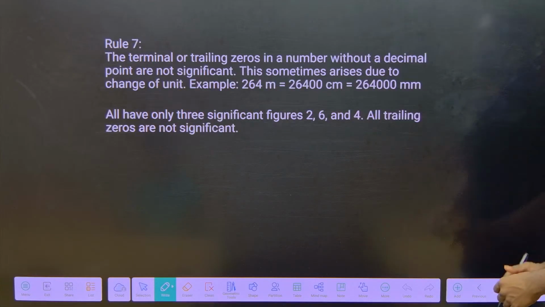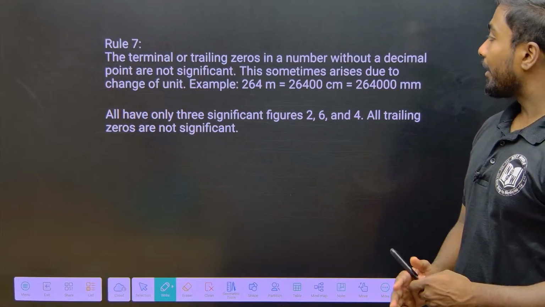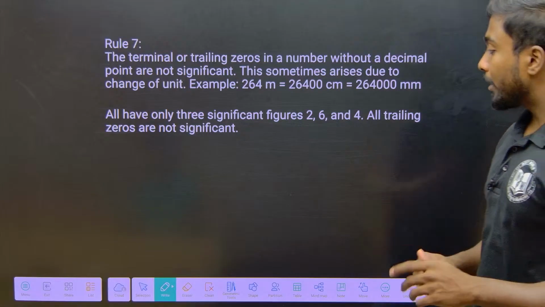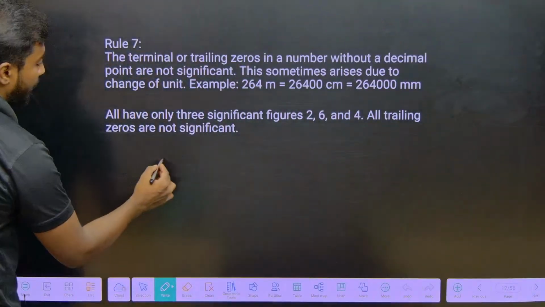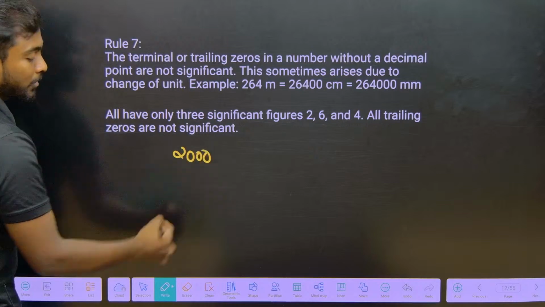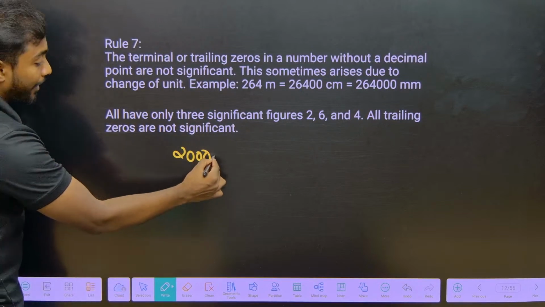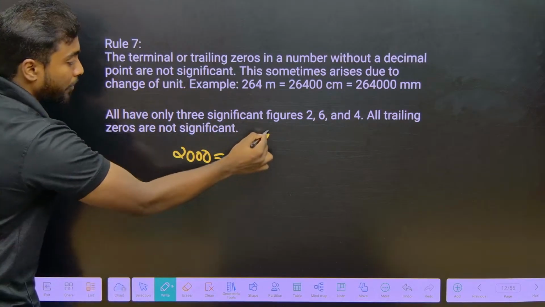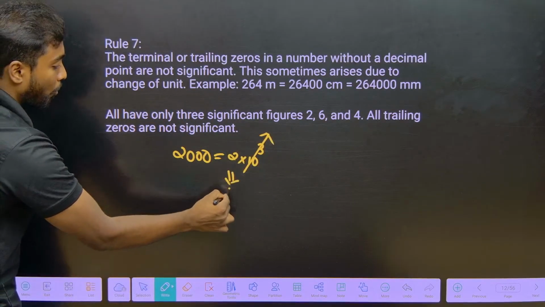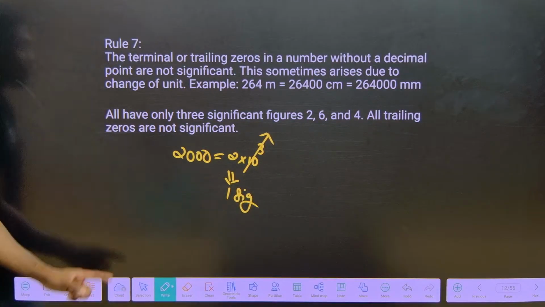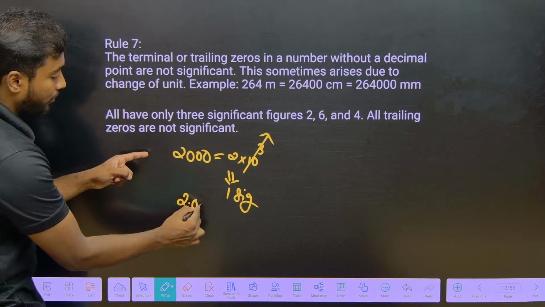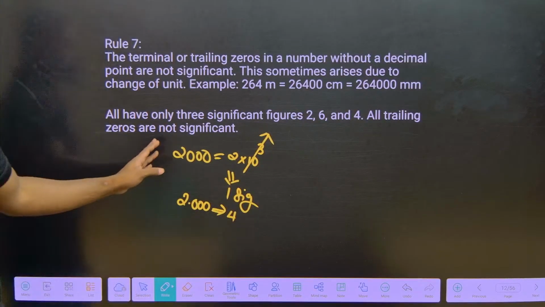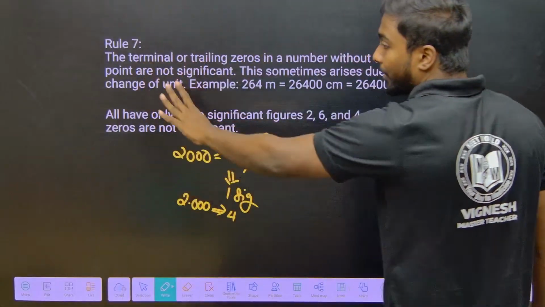Okay. Rule number 7 is about terminal or trailing zeros in a number without a decimal point. As we saw in the starting itself, take 2000. Without a decimal, I can write 2000 as 2 into 10 power 3. The exponent should not be considered, so only one significant. If I take this as 2.000, how many significant? 4 significant. Okay, that's the meaning of rule number 7.